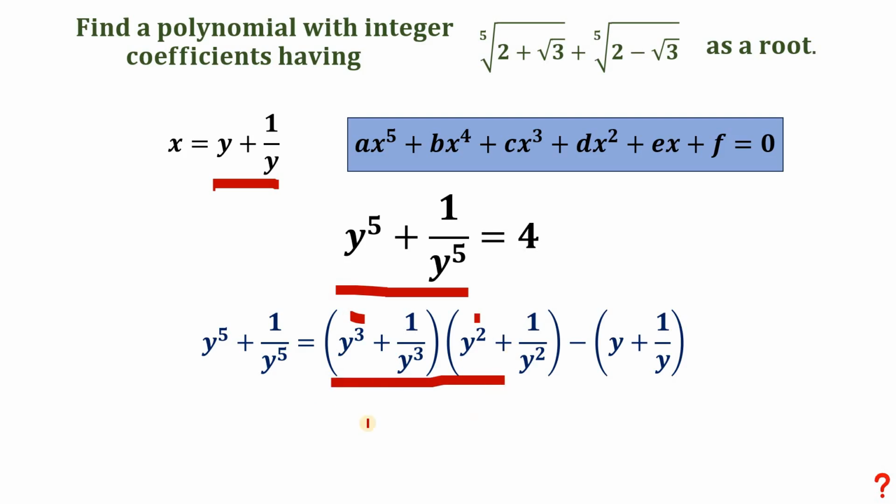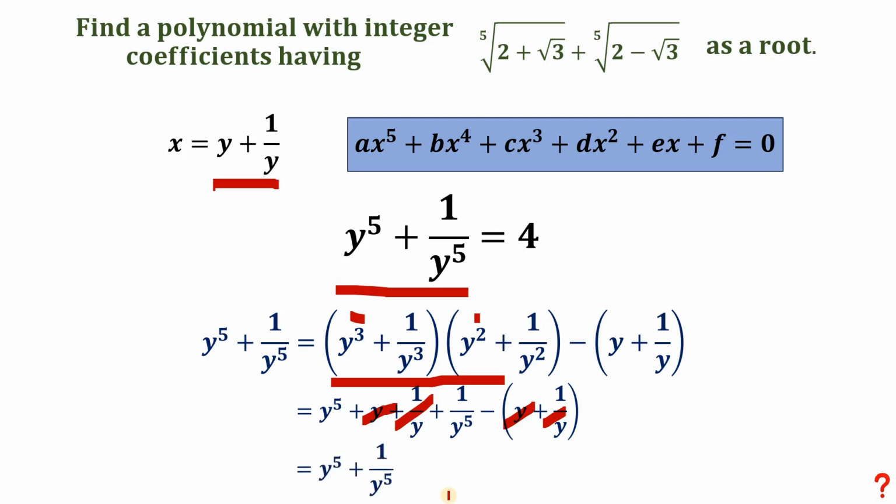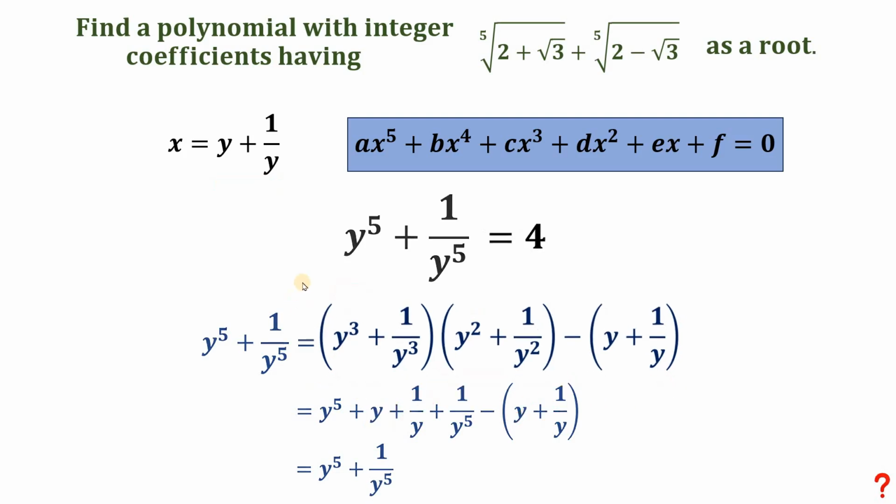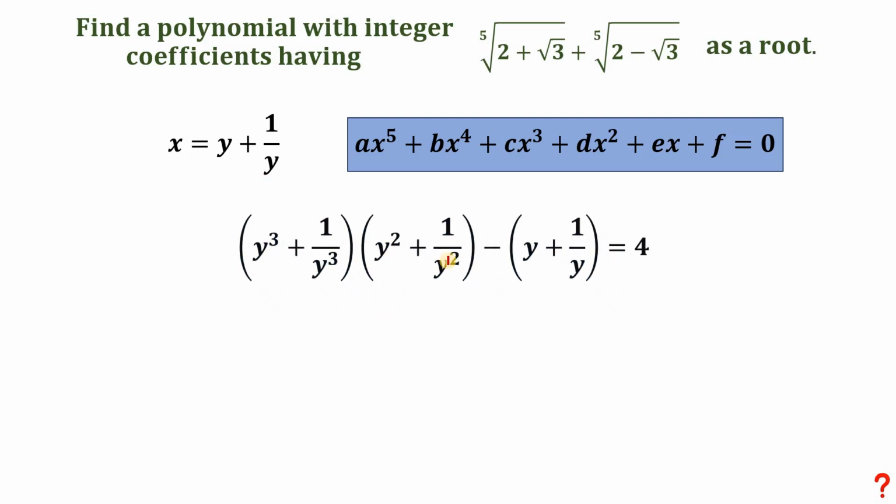If we multiply these two, we have something like y raised to the fifth power plus y plus 1 over y plus 1 over y raised to the fifth power minus the quantity y plus 1 over y. And take note, y and negative y cancel out, 1 over y and negative 1 over y cancel out. So this is just y raised to the fifth power plus 1 over y raised to the fifth power. Therefore, this is just equivalent. So we can rewrite the left-hand side as this expression, y cubed plus 1 over y cubed multiplied by the quantity y squared plus 1 over y squared minus the quantity y plus 1 over y.